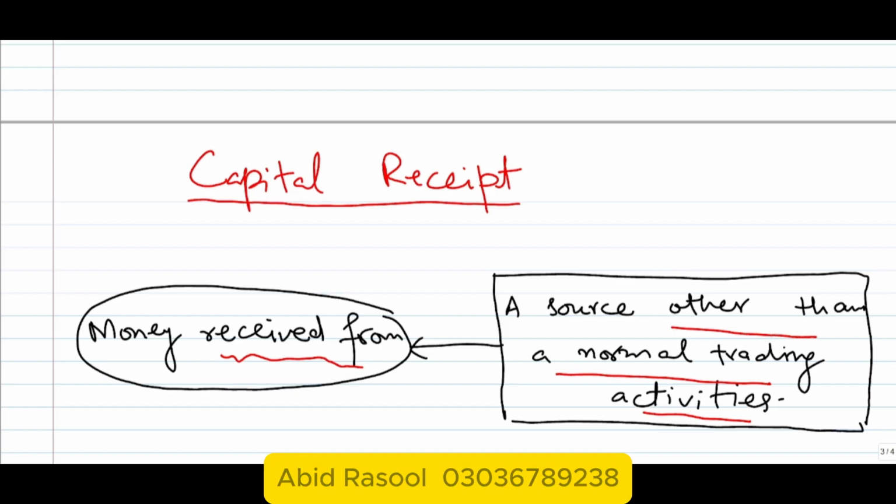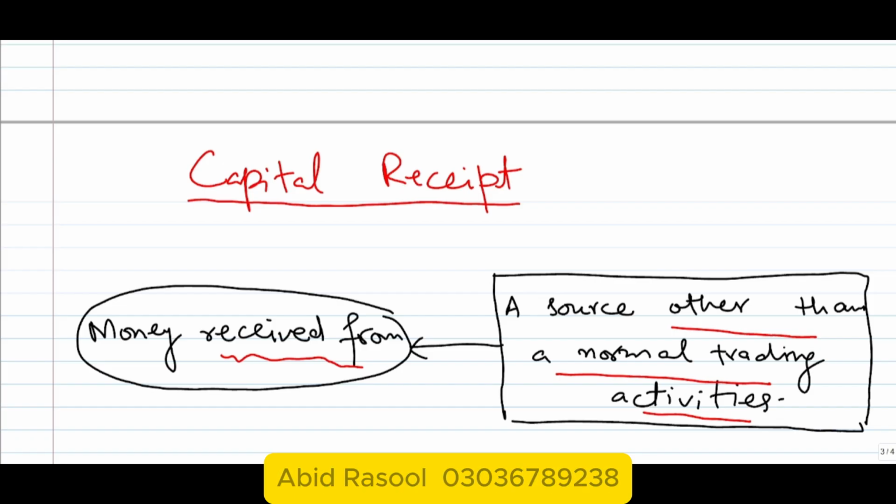For example, we have free space in our factory that we have rented out as a warehouse to some other business. Now the rent receivable will become a capital receipt. Similarly, if we take a long-term loan from a bank to be used in our business, that is not a normal source of receiving, so that is also a capital receipt.